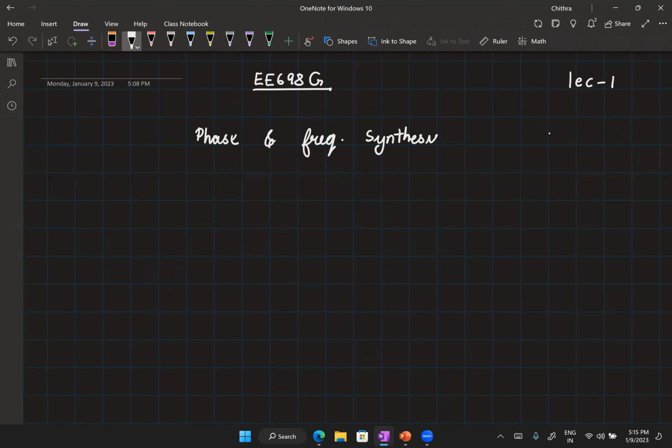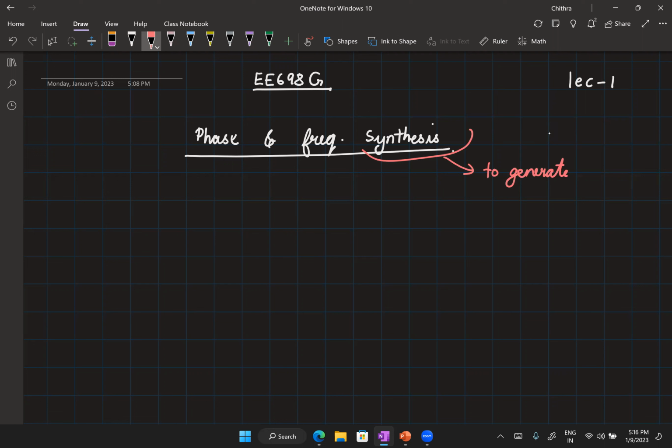So, what does synthesis mean? To derive. So, synthesis basically means to generate or to create something, right? So, synthesis now means to generate.